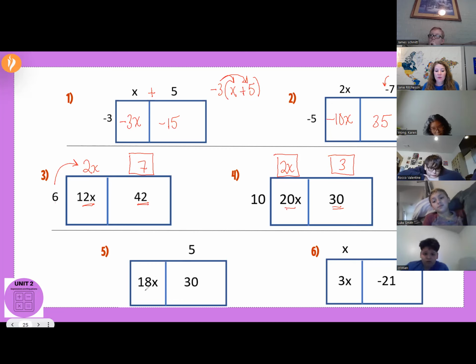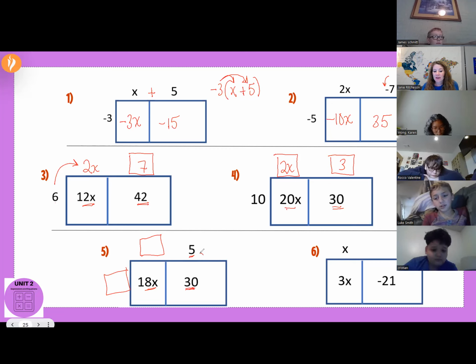All right. Now we have an 18x here. We don't have enough information to figure out what goes here and here yet. Do you agree with me? But we know that this is a 30 and this is a 5. So what times 5 is 30? 6. So where do you think the 6 goes? Beside the 18x. You got it.